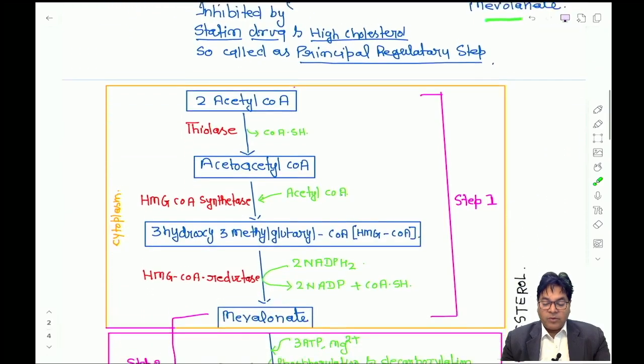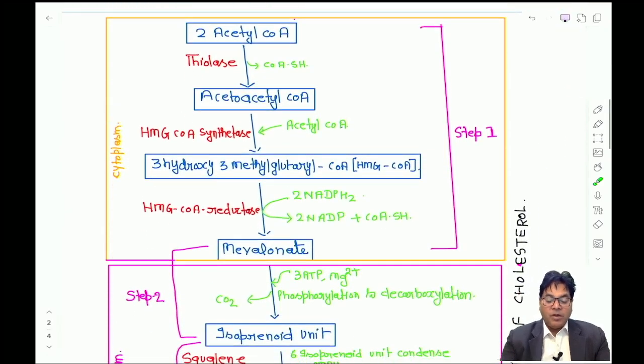Let us see this point in this cycle. First of all, in step 1, the 2 molecules of acetyl coenzyme A get converted into acetoacetyl coenzyme A. Here coenzyme A-SH is removed and the enzyme is thiolase. This is the first part of the first step, and the second part includes the conversion of acetoacetyl coenzyme A into 3-hydroxy-3-methyl butyryl coenzyme A, in short written as HMG coenzyme A. Here the enzyme is HMG coenzyme A synthetase.